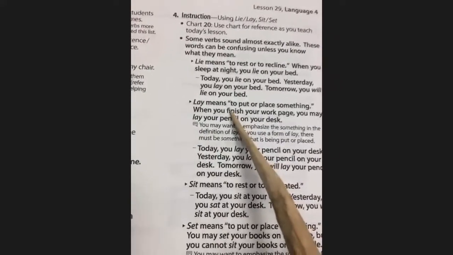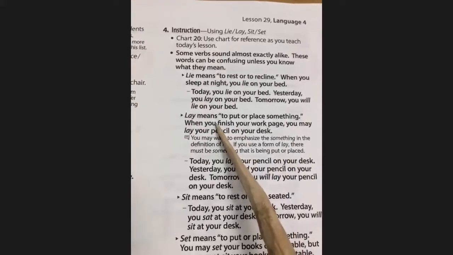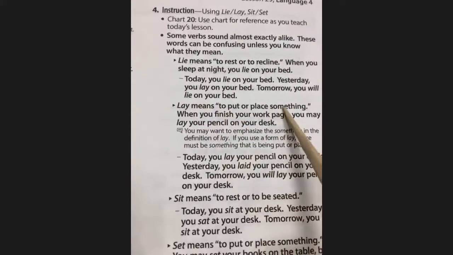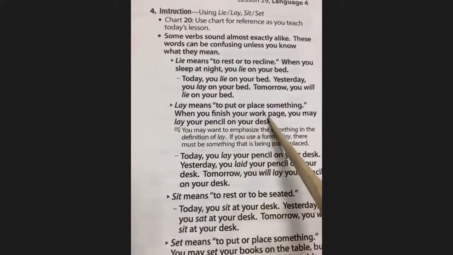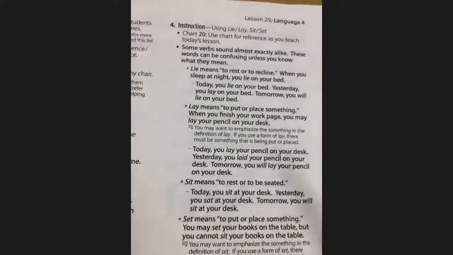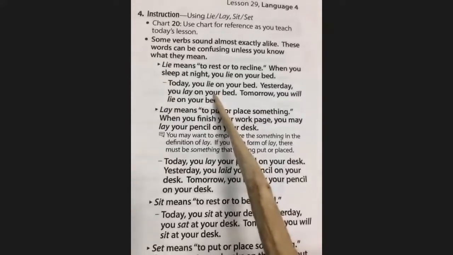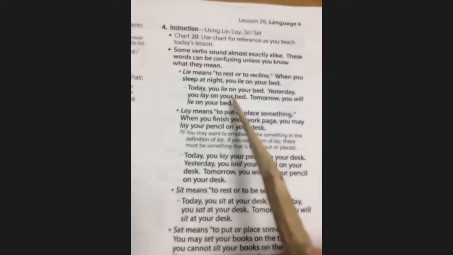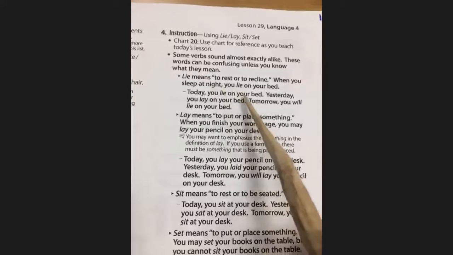So this is where it can get challenging, because the word lay means to put or place something, an entirely different word. When you finish your work page, you may lay your pencil on your desk. You're putting or placing something to lay. But lie is resting or reclining. The past tense of lie is lay. Yesterday, I lay on my bed. It's past tense. Today, I lie. But don't get that confused.